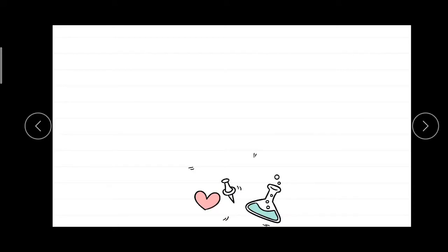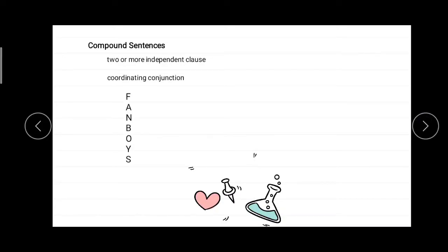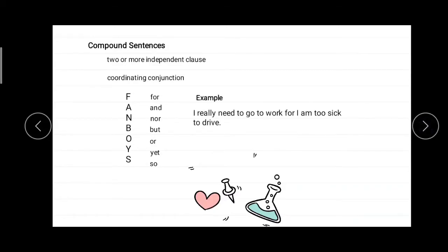The second one is compound sentence. Compound sentences are a combination of two or more independent clauses joined together by a coordinating conjunction. There are FANBOYS in coordinating conjunction: F is for, A is and, N is nor, B is but, O is or, Y is yet, and S is so. For example, I really need to go to work for I am too sick to drive. This sentence has two independent clauses, that is, both clauses are complete with a subject and a verb, and combined with the coordinating conjunction for.